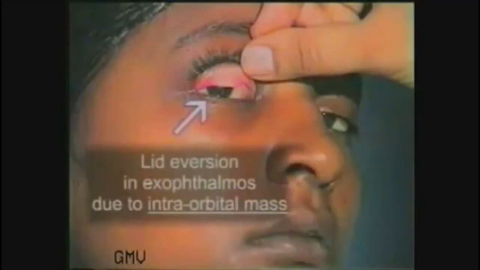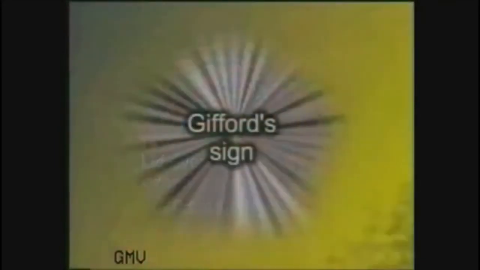If the exophthalmos is limited to one eye, it has to be differentiated from proptosis due to an intraorbital mass. Ask the patient to look downwards and evert the upper eyelid. The eversion is difficult or impossible in exophthalmos due to thyrotoxicosis, while in a case of intraorbital mass, eversion is possible even with very marked proptosis. This is the Gifford sign.